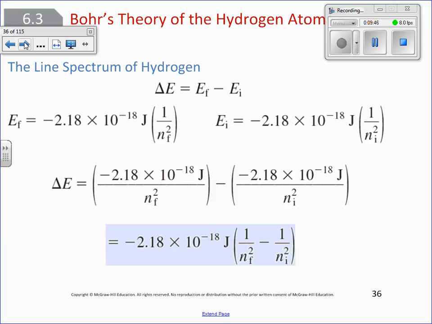Then from the energy, I can calculate the frequency. Then from the frequency, I can calculate the wavelength. Because this gives me energy. And remember before, energy is equal to h nu, where h is Planck's constant. So if I have the energy from this equation, and h is a constant, I can calculate the frequency. And remember, c is equal to the wavelength times the frequency. So if I have the frequency, and c is a constant, the wavelength is equal to c over the frequency.